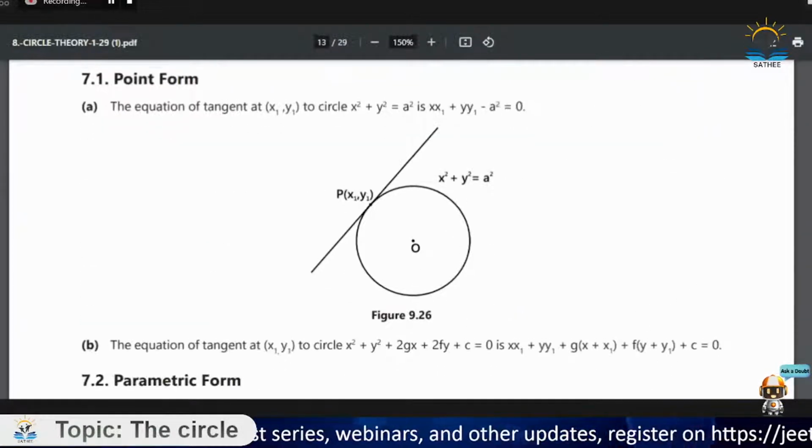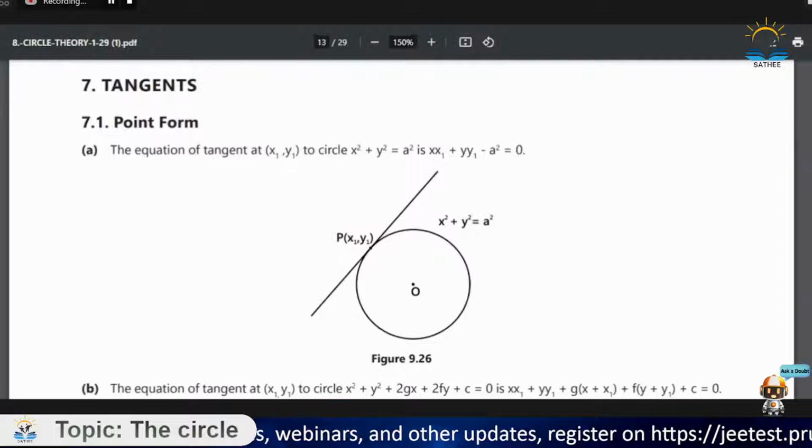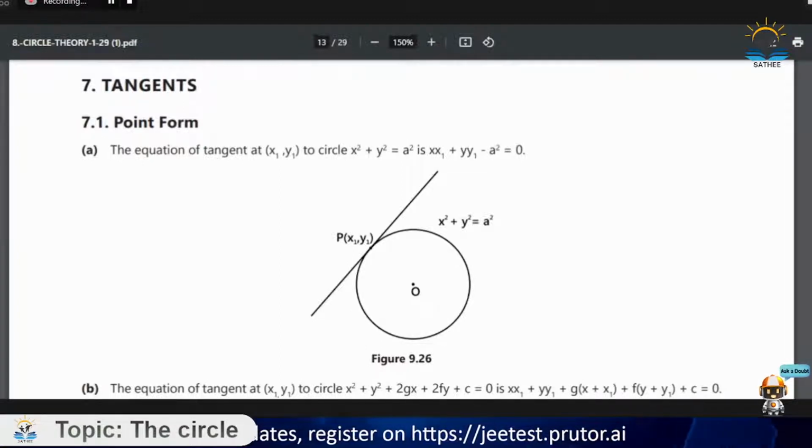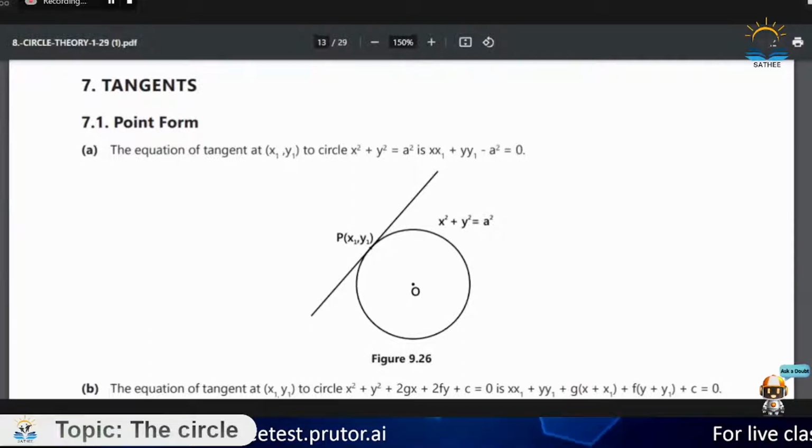Now tangents. So let us see how we can write the equation of tangents in different forms. So the first form is point form. So what is the point form of the tangent? This is the most basic form. We have been given a point on the circle and we have been told that from this point a tangent is passed. So we have to write the equation of that tangent.